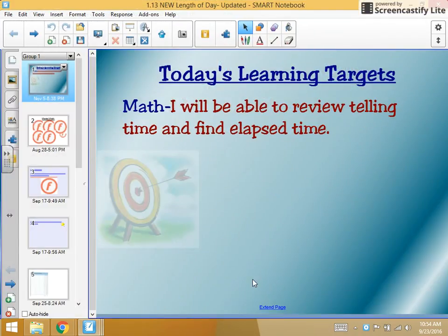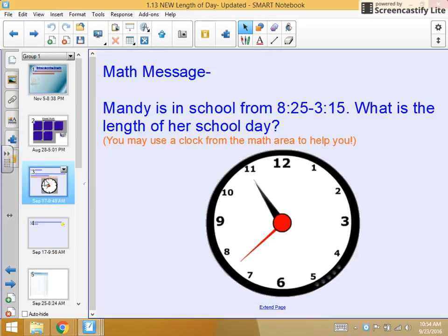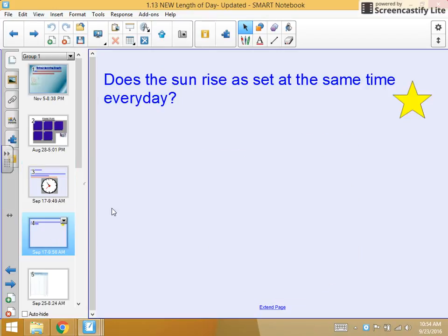So our lesson today is about length of day. And our target is I will be able to review telling time and find elapsed time. Now our mental math and our math message we will still do in class, so we're not going to worry about that at the moment.